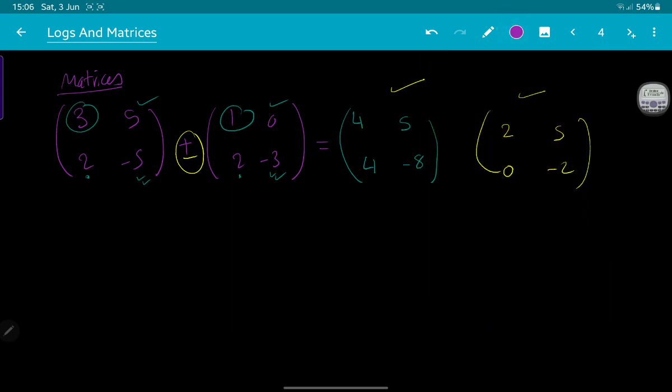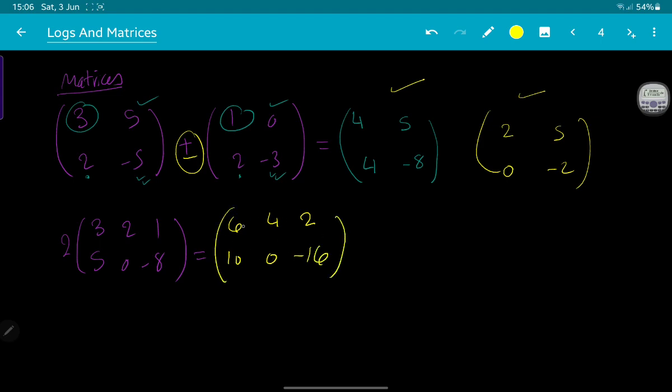Okay, sometimes we need to multiply a matrix like this, 3, 2, 1, 5, 0, -8, by a scalar value, for example 3 or 2 or any scalar. In this case, when we multiply by a scalar, we distribute like we do in polynomials. So 2 times 3 is 6, 2 times 2 is 4, 2 times 1 is 2, 2 times 5 is 10, 2 times 0 is 0, 2 times -8 is -16. And this matrix is two rows by three columns. You don't have to write this.